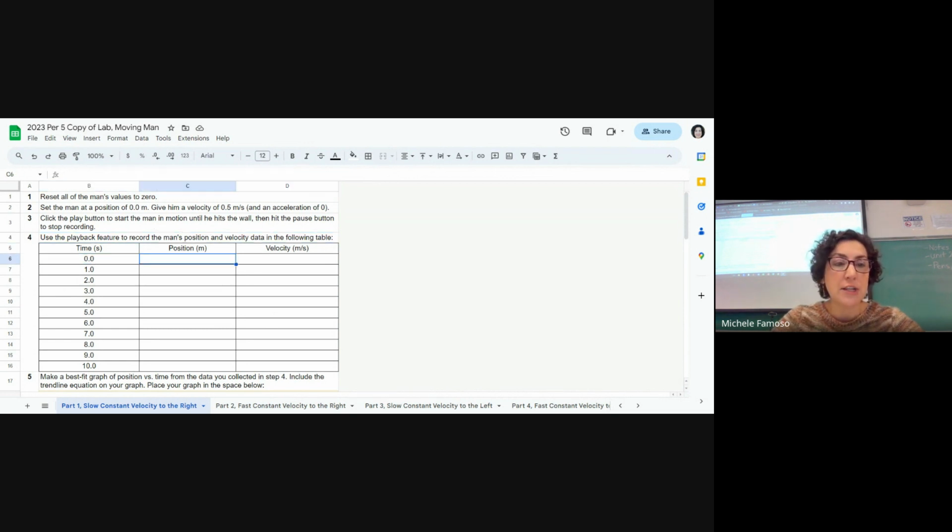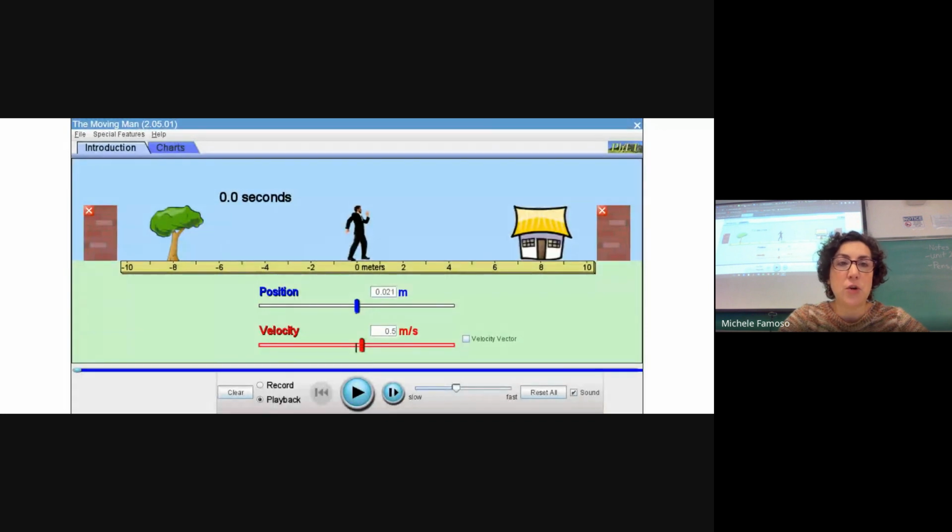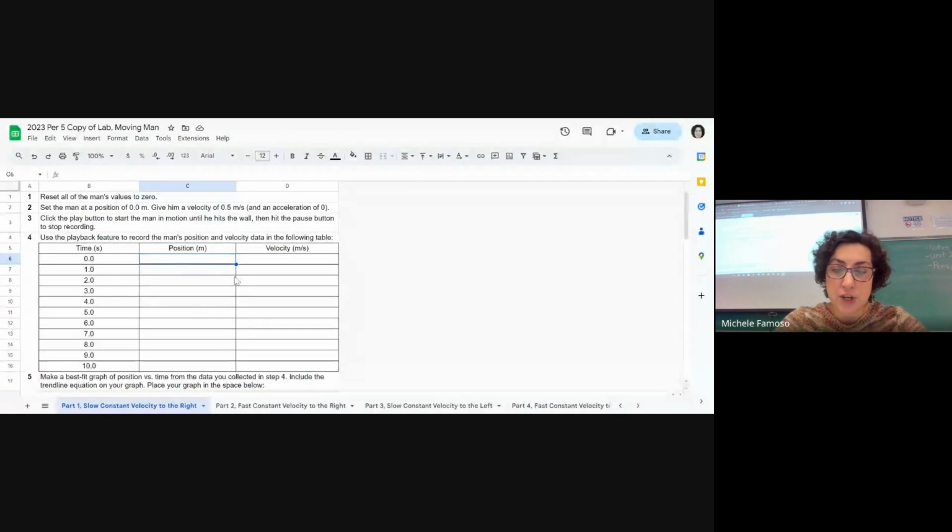So what I'm going to do is start at time 0. And if I look at this, I have to go back to time 0. I hit the playback feature. And if I hit play, whoops, let me go back. I want to go to a time of 0 seconds. See, here's 0 seconds. The position and my velocity. I have to write down or type those numbers in my chart. All right. So what I'm going to do when I go to my Google Sheet, the position was 0.021 meters. Notice it truncates it to 0 meters, 0.0. That's okay. And the velocity was 0.5.